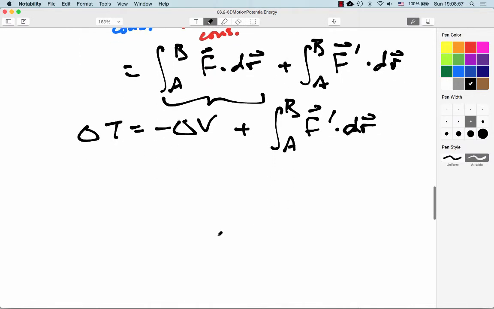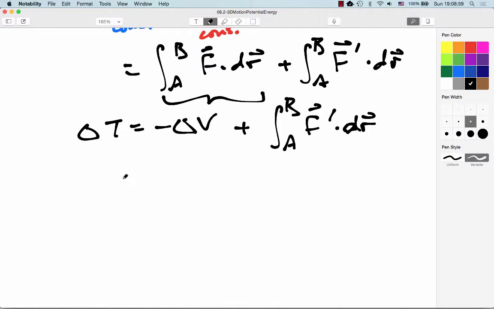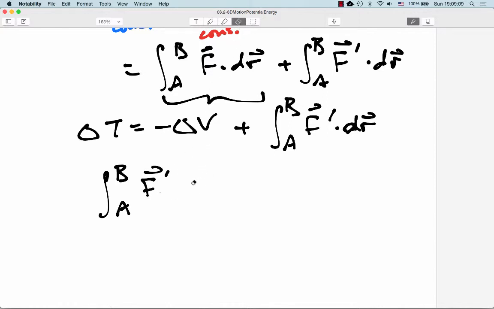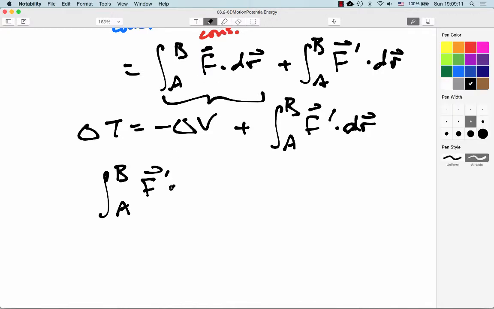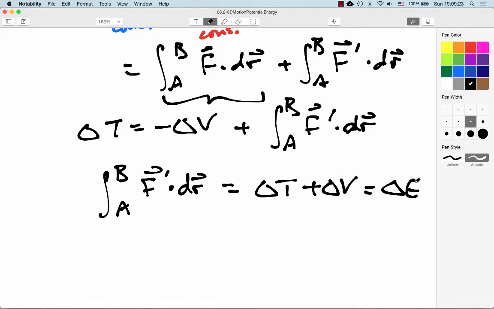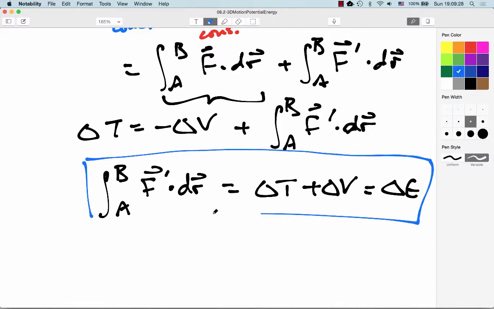So this is one of the versions of the work-energy theorem. It says that the work done by non-conservative forces, since it's non-conservative, we will have to explicitly calculate it for the path in question. There's no way around that. It is equal to the change in kinetic plus the change in potential energy, or we can say it is equal to the change in the total mechanical energy.